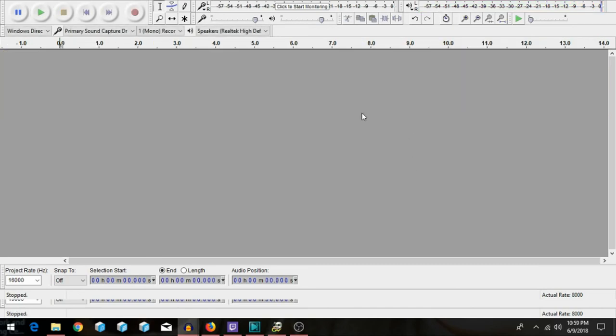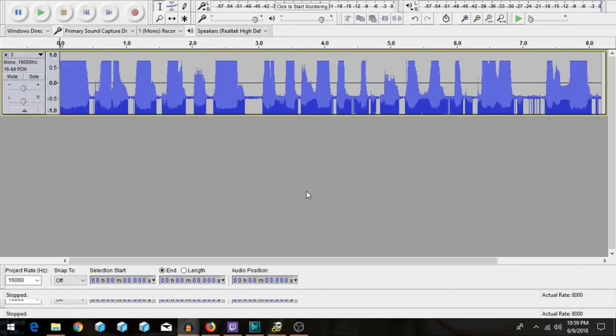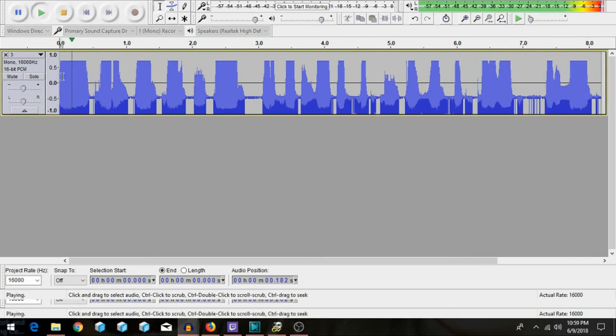Kilohertz, unsigned 8-bit PCM, one channel. We are recording onto an EPROM at a sampling rate of 16.16 kilohertz on the 9th.